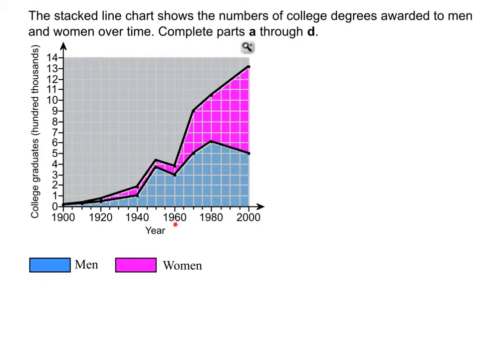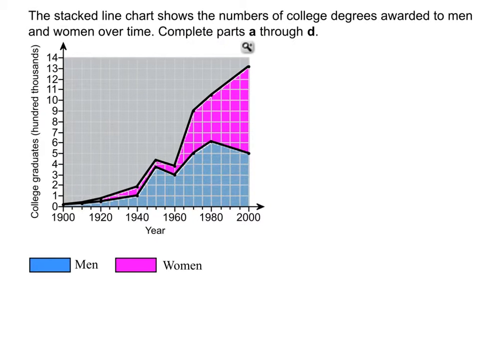So if we want to know how many college graduates, for example, there were in 1960, we would start right at 1960 and we would move up until we get to the top of the blue boxes for our men. So at 1960, moving up to the top of the blue boxes, then we move left horizontally until we meet the y-axis. And when we meet the y-axis, we come to a 3. Well, it's not 3, it's 300,000. So, in 1960, the number of college graduates would be 300,000.